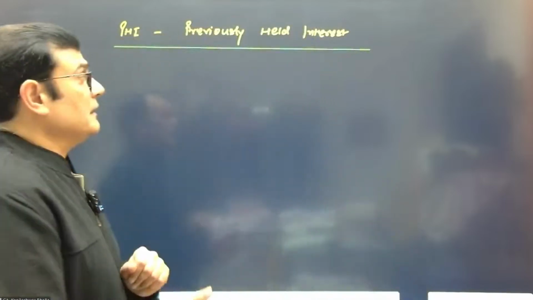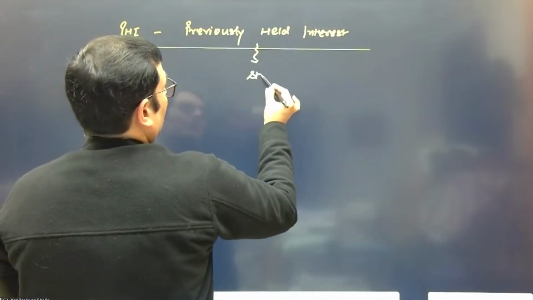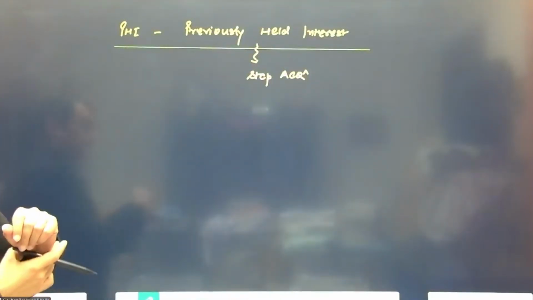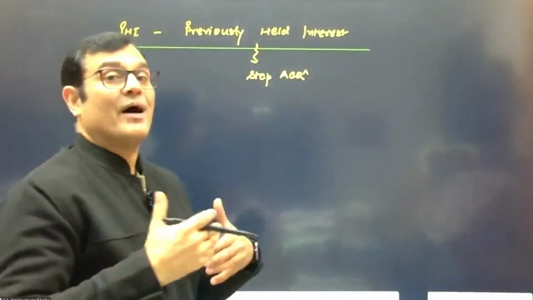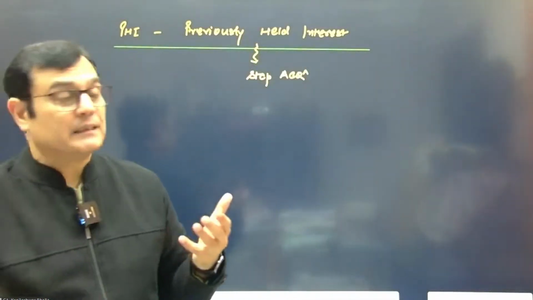So PHI is also called a case of what we call step acquisition. That means we have acquired the shares on a step-by-step basis. A further acquisition is taking place.